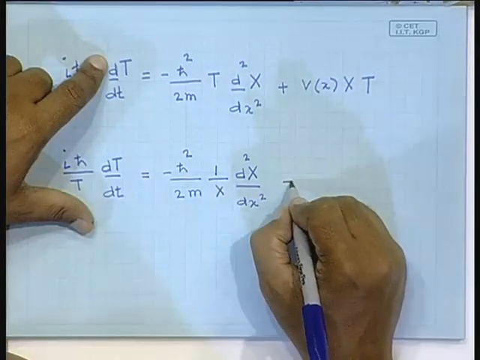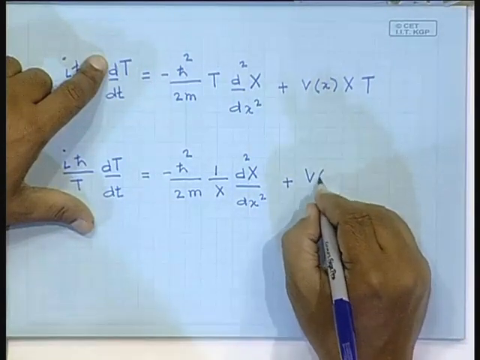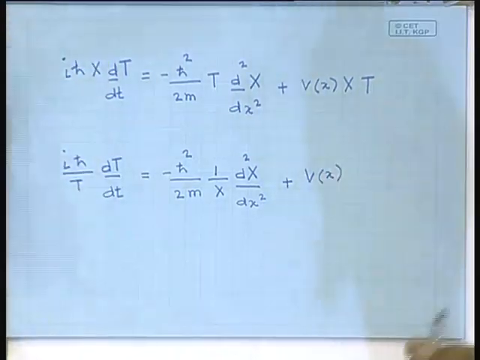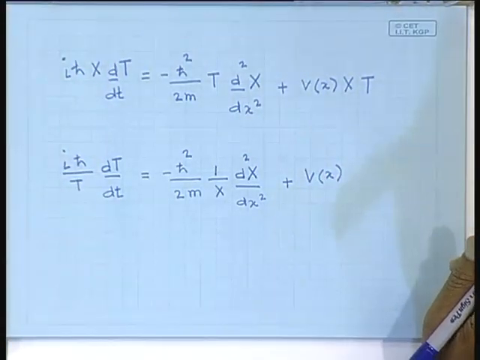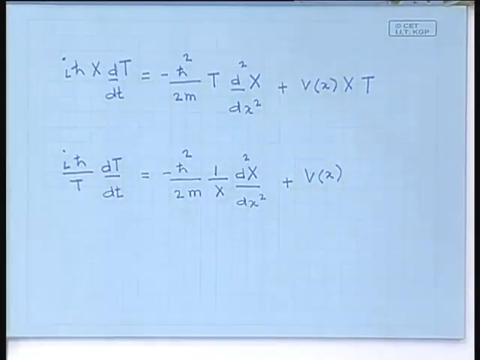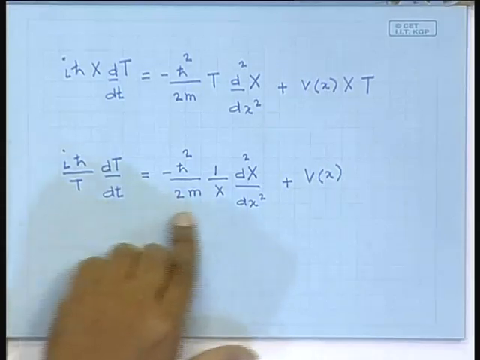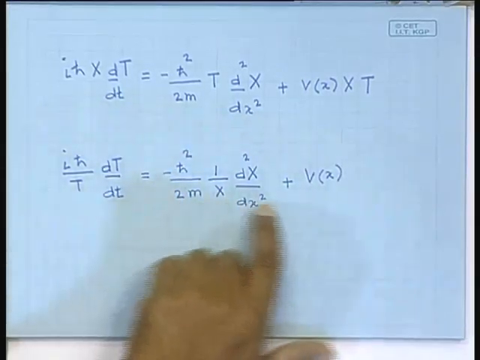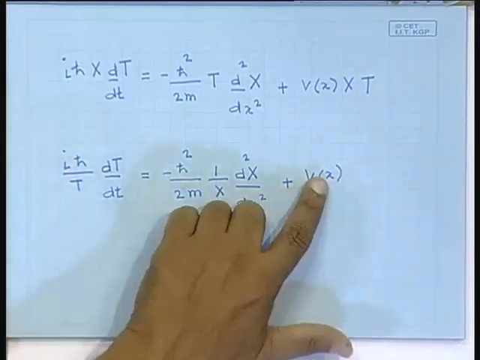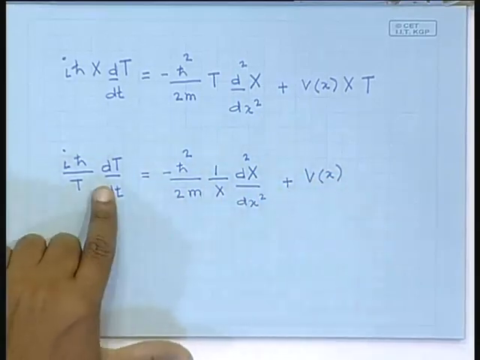This term will give me just v, which is a function of x alone. I am dividing by capital X and capital T. Now, notice that the left hand side is a function of time alone, the right hand side is a function of x alone. I am free to change time without changing x, I am free to change x without changing time.